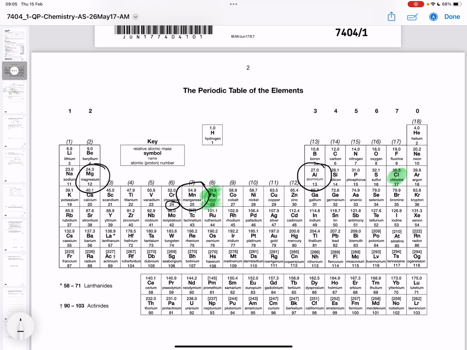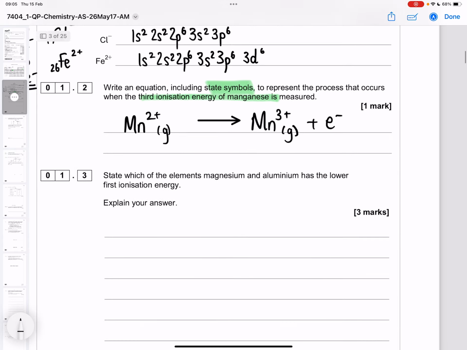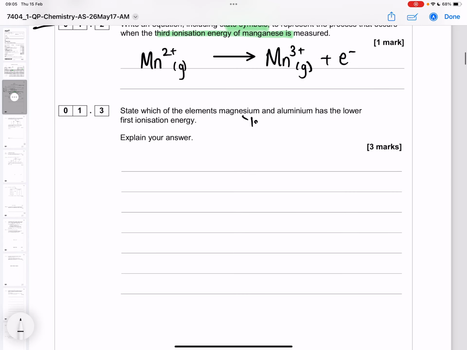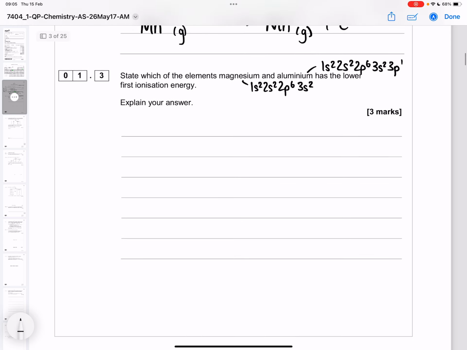What you need to do is think about their electron configuration, or think about the shape of the graph for first ionization energy across a row. So magnesium is 1s2, 2s2, 2p6, 3s2, and aluminium is 1s2, 2s2, 2p6, 3s2, 3p1. You can see there what the difference is going to be about.